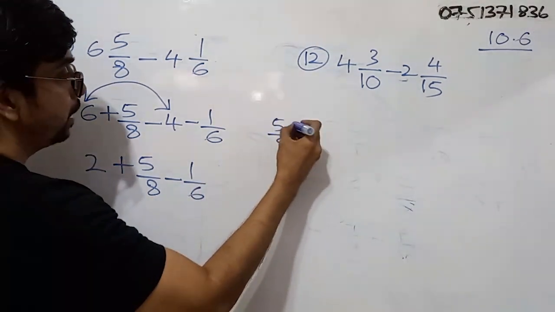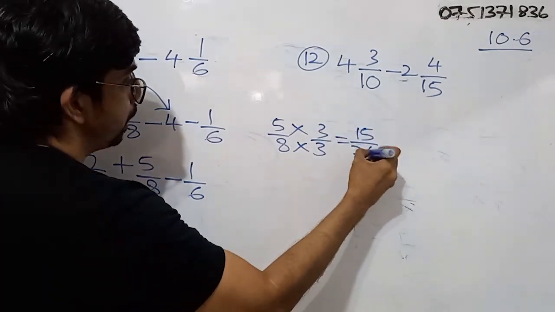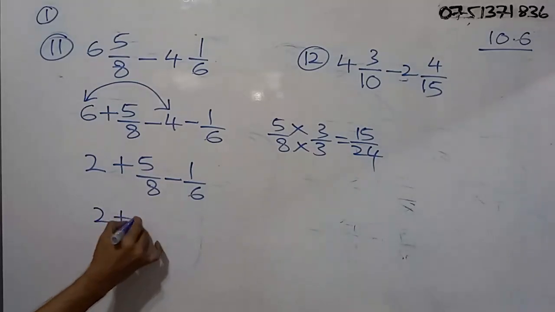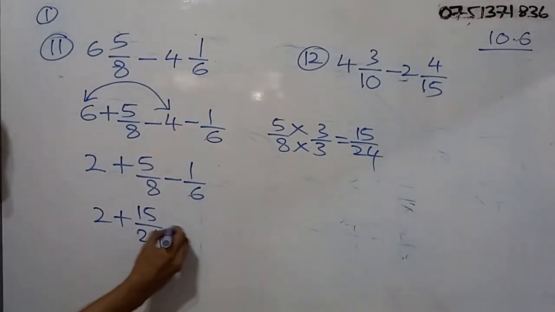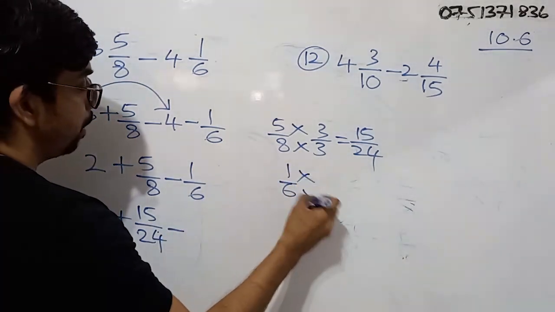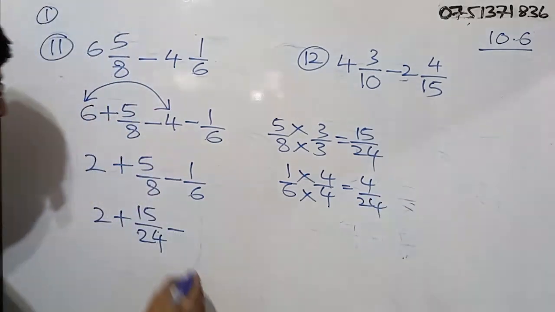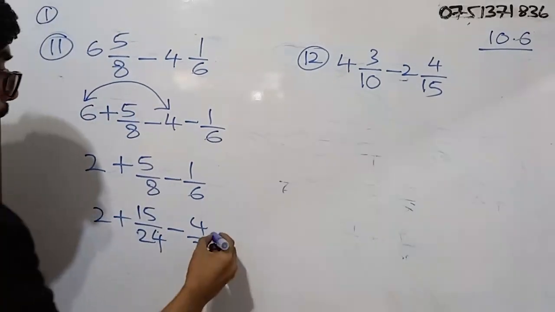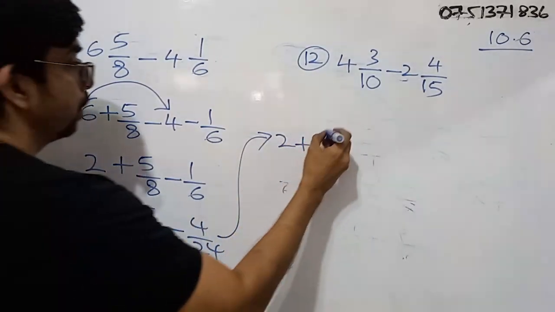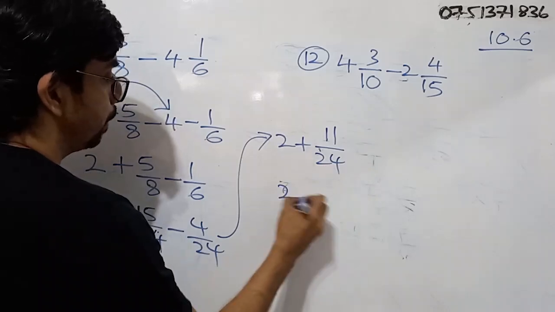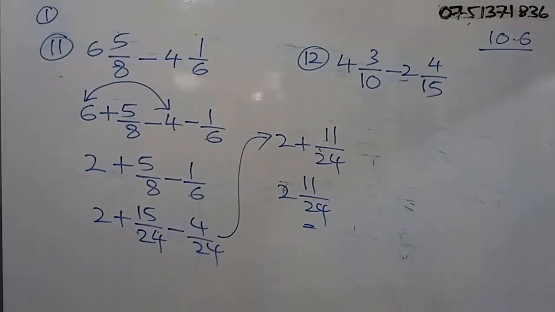So 5 by 8, I will multiply both numerator and the denominator by 3. So this becomes 15 by 24. So 2 plus 15 by 24 minus 1 by 6. I will multiply both denominator and numerator by 4. So this becomes 4 by 24. Right, so now I will continue over here. So 2 plus, what's the outcome of this? 11 by 24. So that means 2 and 11 by 24. That's the answer. We can't further simplify this.